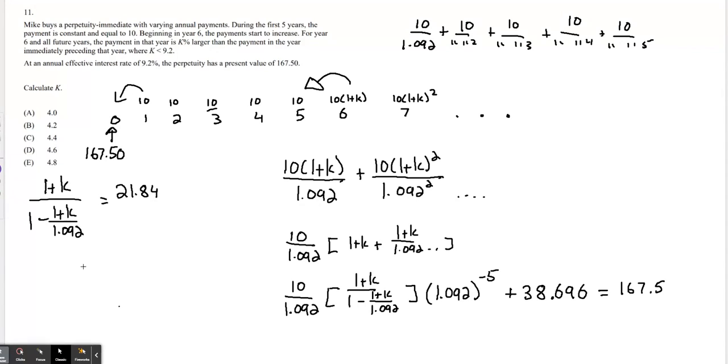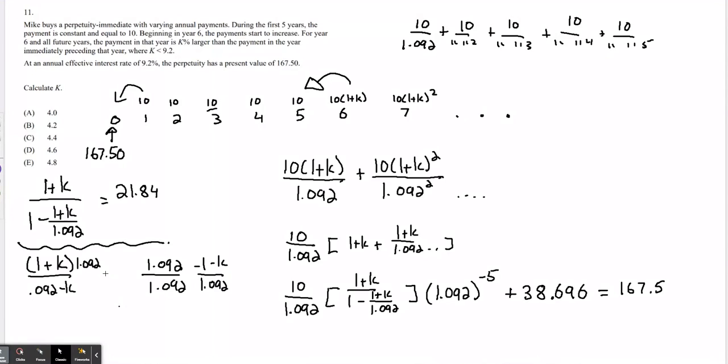And now we just have a slightly complicated linear equation. What I would do next is get a common denominator, 1 plus k over, so I have 1.092 over 1.092 minus 1 plus k over 1.092. So this ends up becoming 0.092 minus k all upon this, so it gets multiplied here. And that's equal to 21.84. Anyways, it's just algebra. I don't want to spend too much time on that. Just be careful. At this step, you could divide by 1.092 and just do some algebra. I got 0.04, and I made k a decimal, so it's going to be 4%.